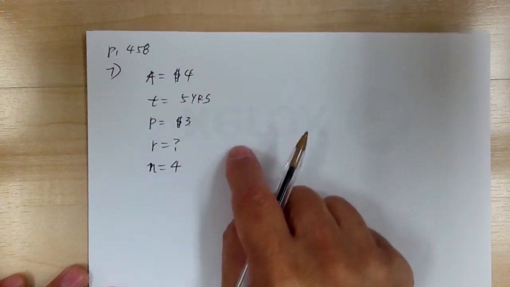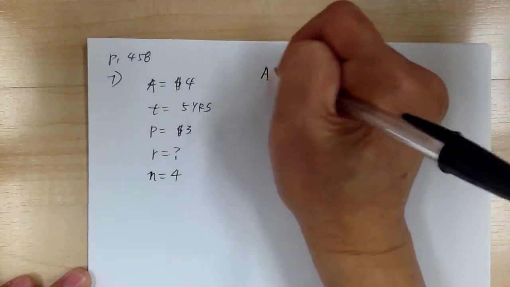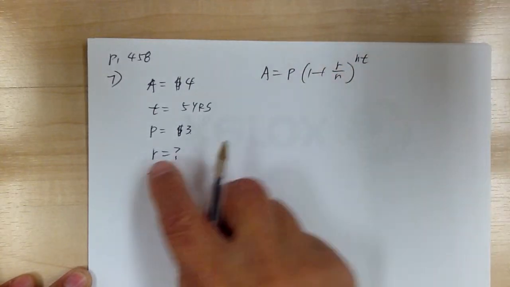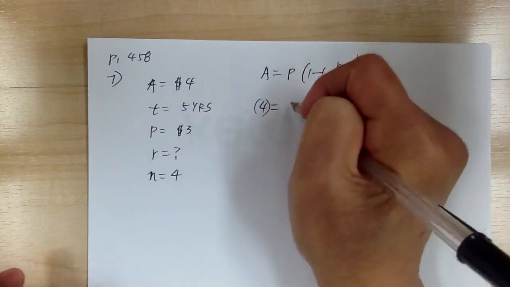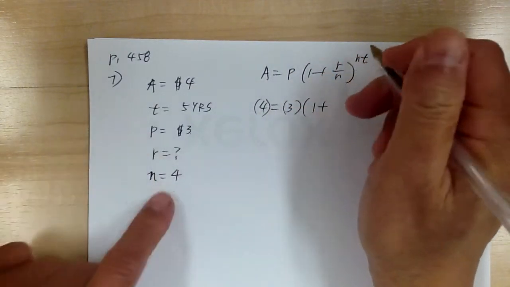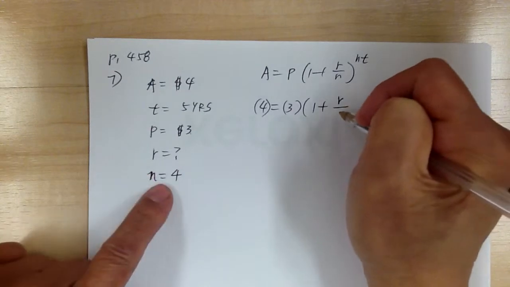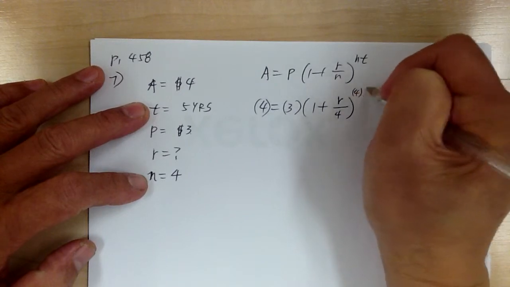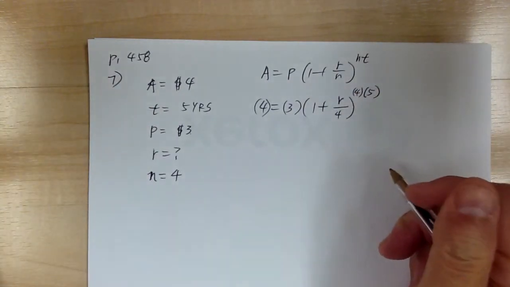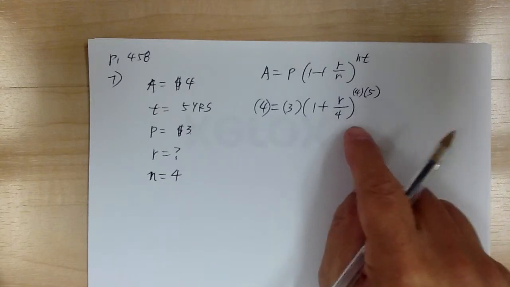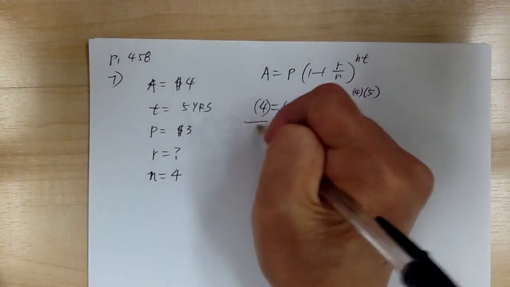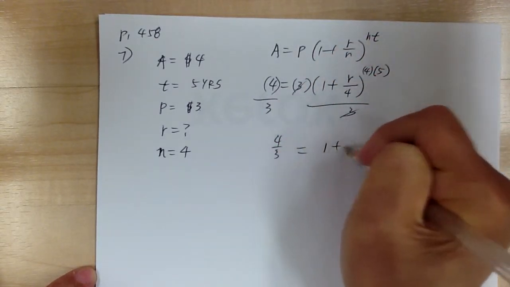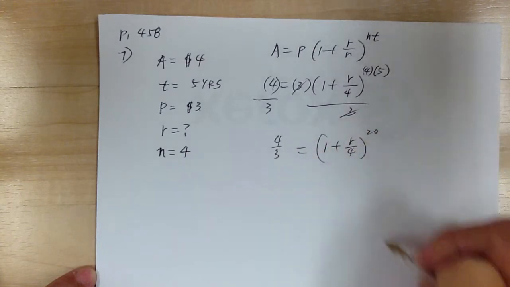Okay, so this is a compound interest problem. So write down your equation for compound interest. So substitute everything in here. R is what you don't know, n equal to 4, and n times t would be 4 times 5. In this case, you can divide both sides by 3 first. So you got 4 over 3, so this cancels out. So you got 1 plus r over 4 to the 20 power.